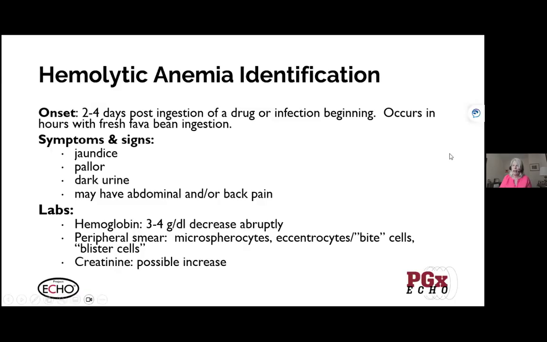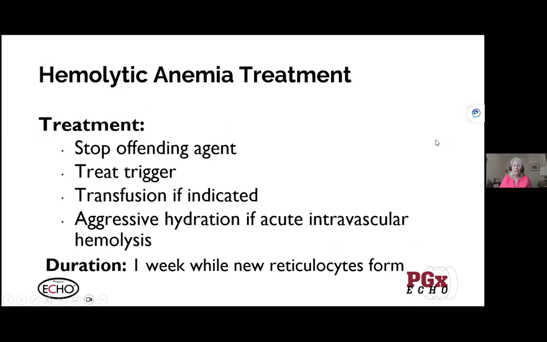And what you see as signs, you see the hemoglobin has an abrupt decrease. If there's a peripheral smear of the CBC, there will be some unusual cells like bite cells and blister cells and poikilocytes and microspherocytes. And then the creatinine may have an increase, and urine analysis will have some abnormalities as well.